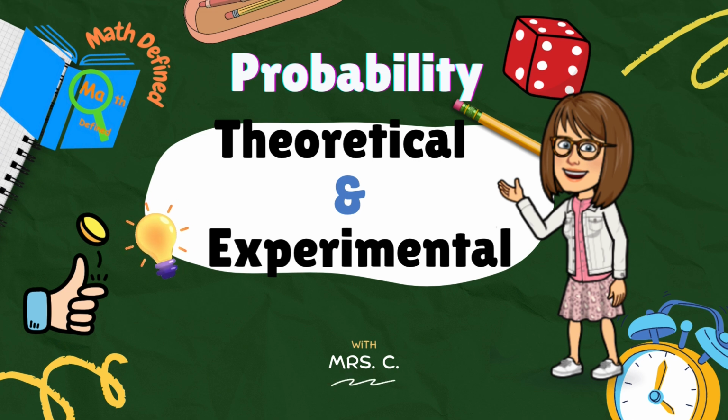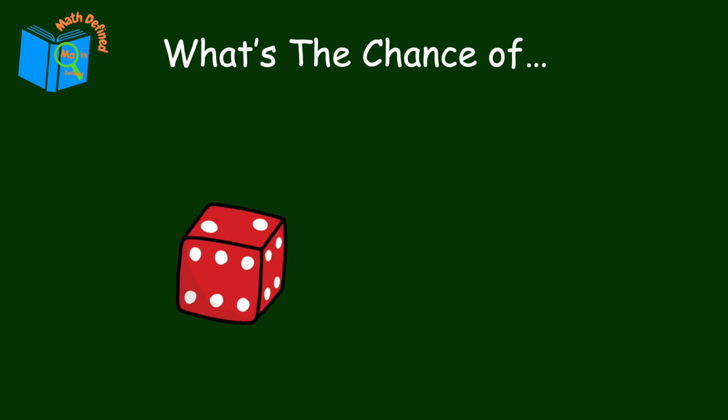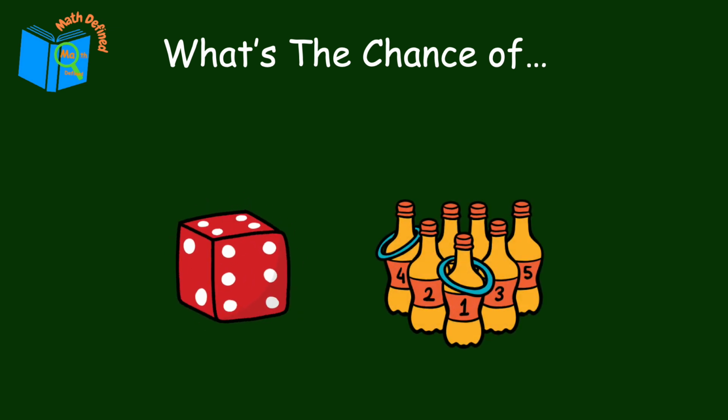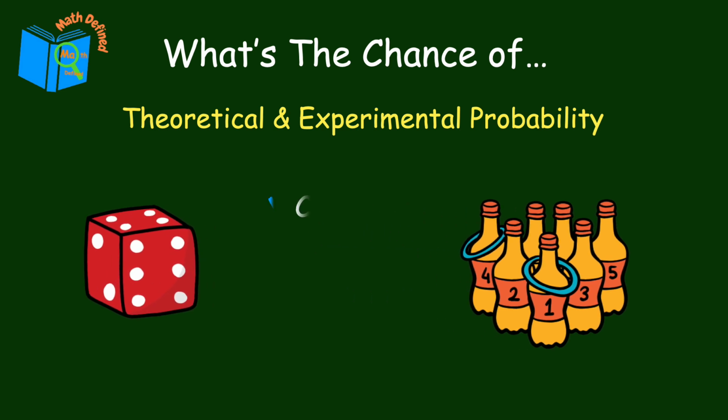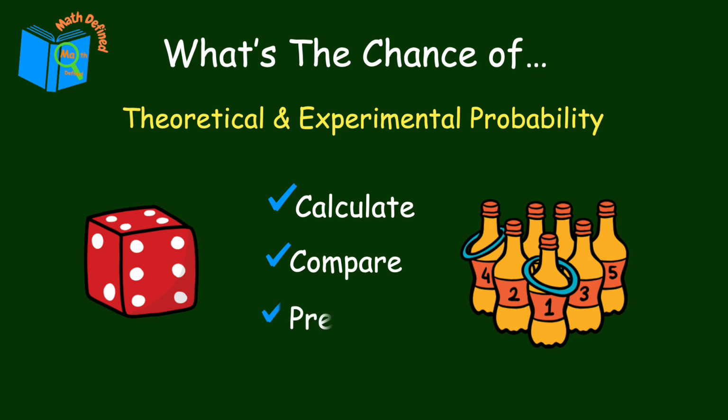I'm Mrs. C, and today we're diving into a topic that's all around us, probability. Have you ever wondered what the chance is of something happening, like rolling a 6 on a die or winning a prize at a carnival? Today we're exploring theoretical and experimental probability, two different ways to describe how likely an event is to happen. You'll learn how to calculate each one, compare them, and even use probability to make predictions.